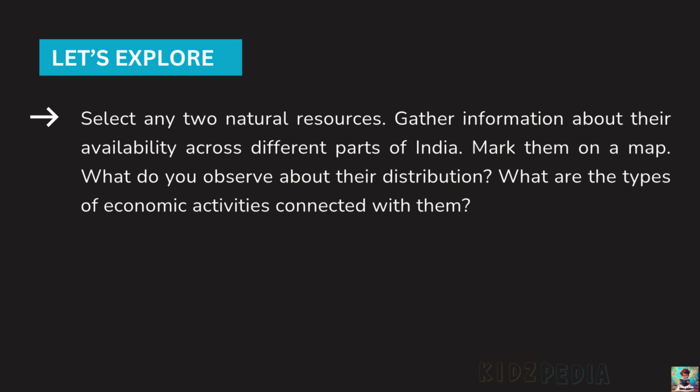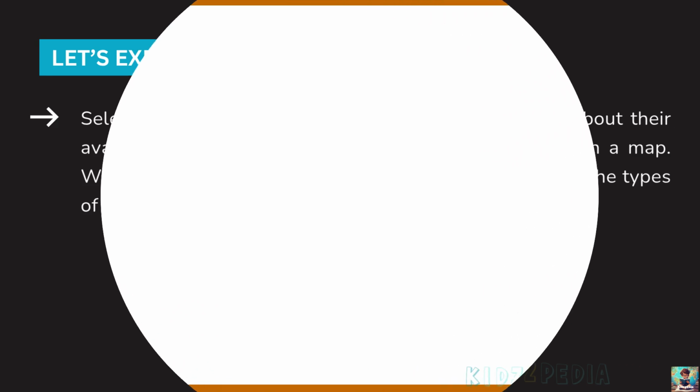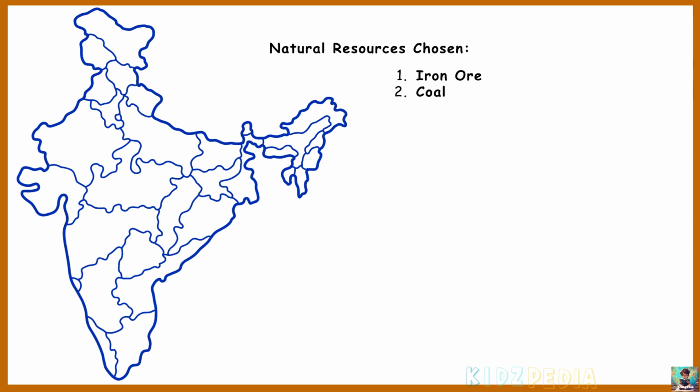Let's explore. Select any two natural resources, gather information about their availability across different parts of India, mark them on a map. What do you observe about their distribution? What are the types of economic activities connected with them? So now you need to select any two natural resources and find where they are available in different parts of India and mark those places on a map. Write down your observations about their distribution and mention the economic activities connected with them.